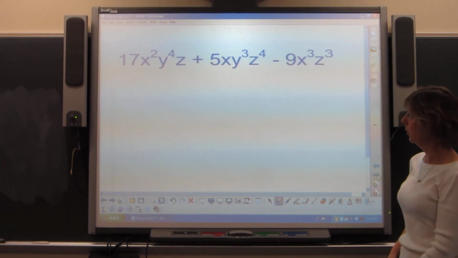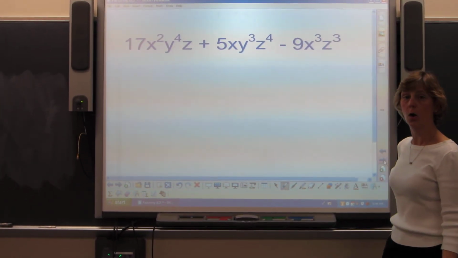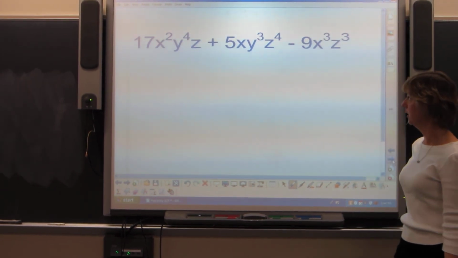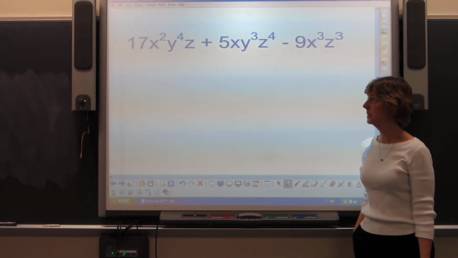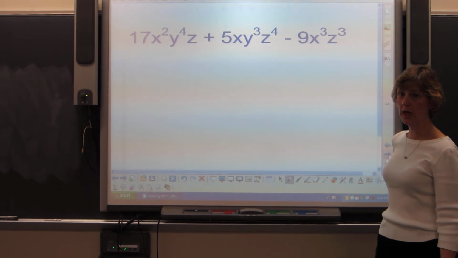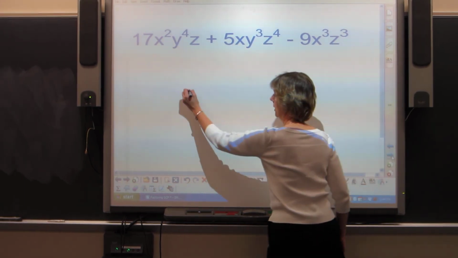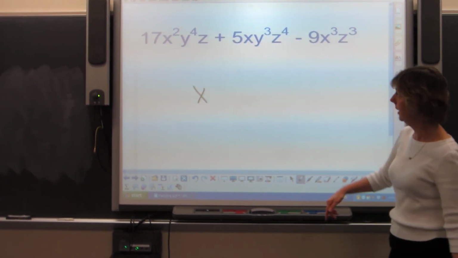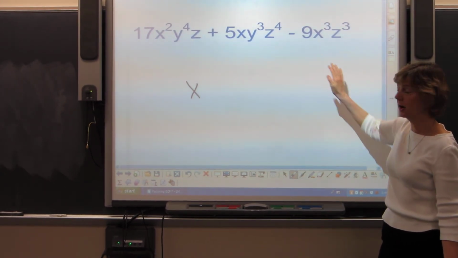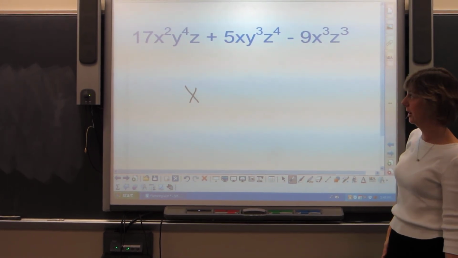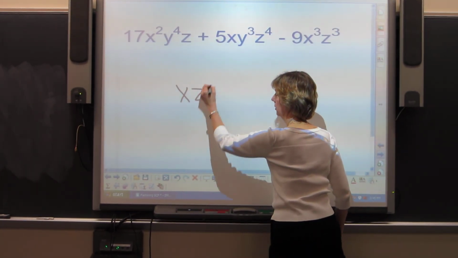Now we look at this one, and we notice that 17 and 5 are prime numbers. So 17, 5, and 9 only have a common factor of 1, so there's nothing that we could really factor out. So you might think that it doesn't factor at all, but that's not true. We still need to look at our variable parts to see if they have anything in common. We have an x squared, an x, and an x cubed, so I can pull out one factor of x. I have a y to the fourth, a y to the third, but in my last term there are no y's, so I cannot take a y out of everything, therefore I cannot factor out a y. And then I have z, z to the fourth, z to the third, which would have one factor of z.